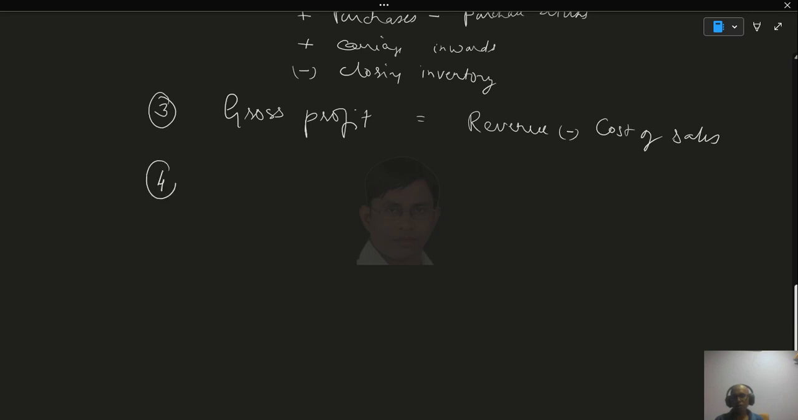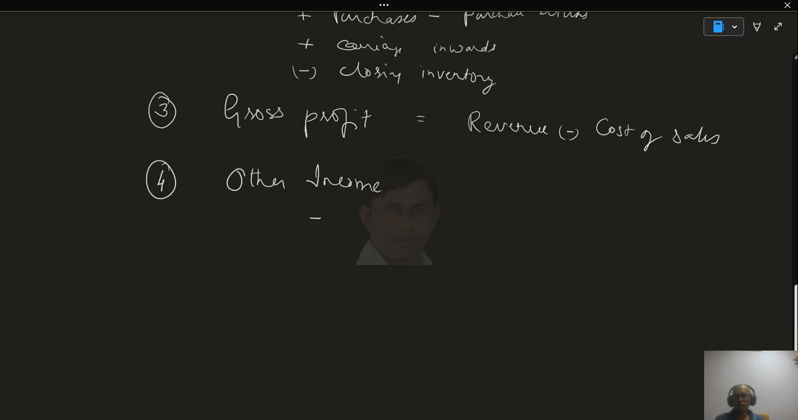Now what you have to do, fourth step, you have to add other income. Remember the fourth step, other income. So what is other income? Other income is other than operating income. So what is operating income? Sales is operating income. That is the main source of revenue to the business. So that is what is revenue. Operations, income from operations. So what is other income? Other income is subsidiary income.